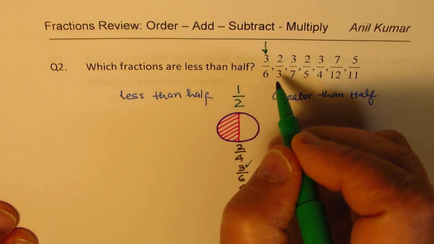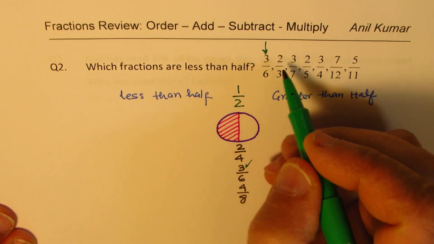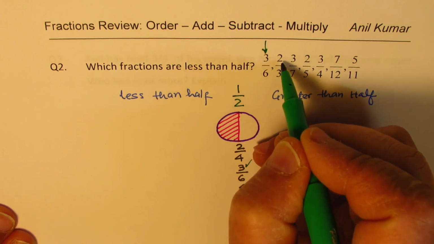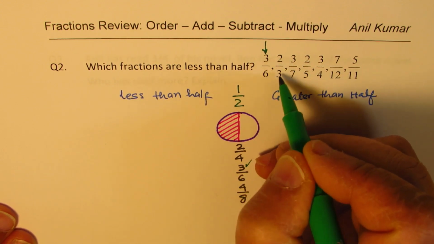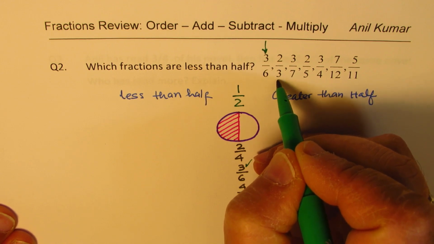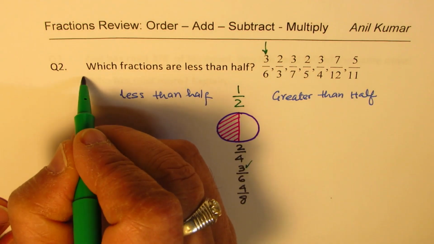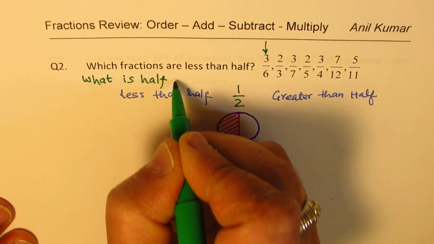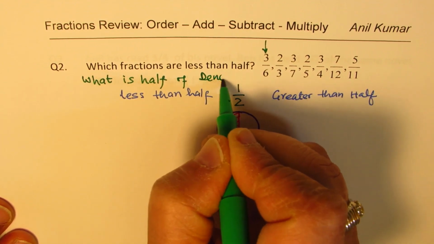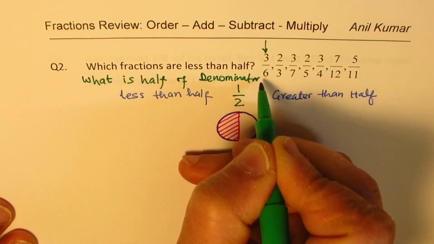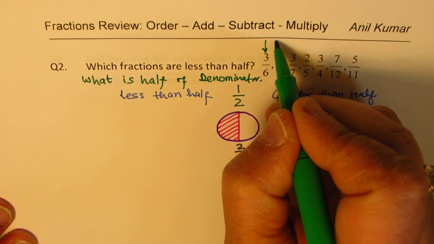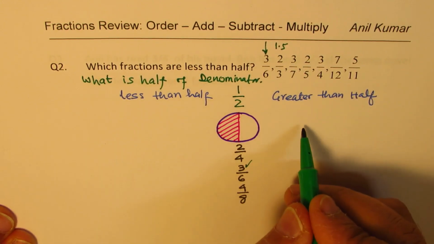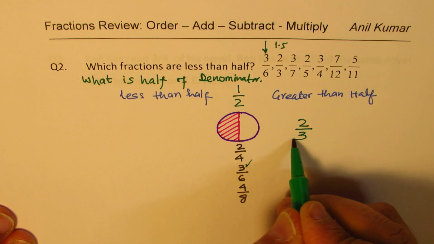Now 2 out of 3. What is half of 3? Or you can say, what is 2 times 2? Well, half of 3 is 1.5 and 2 times 2 is 4. So you could compare like this. The question you have to answer is: what is half of the denominator? Half of 3 is 1.5, but 2 is greater. 2 is a bigger number. Since 2 is greater, we'll write this on this side, 2 over 3. Does it make sense to you?